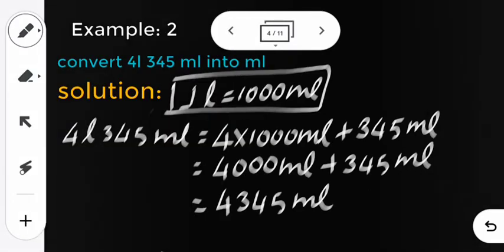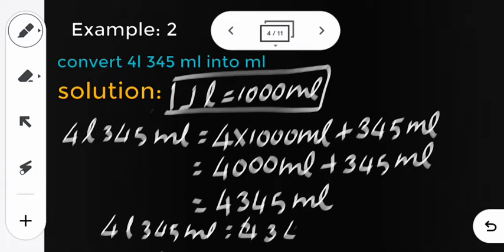Be careful, add properly. Okay, last you have to take and write the answer. 4 liter 345 milliliter equal to 4345 milliliter.